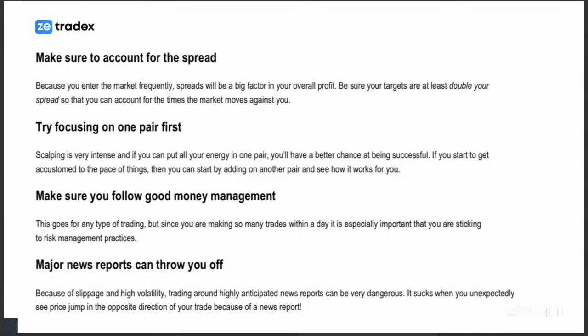Major news reports can throw you off because of slippage and high volatility. Trading around highly anticipated news reports can be very dangerous. It's painful when you unexpectedly see price jump in the opposite direction of your trade because of a news report.